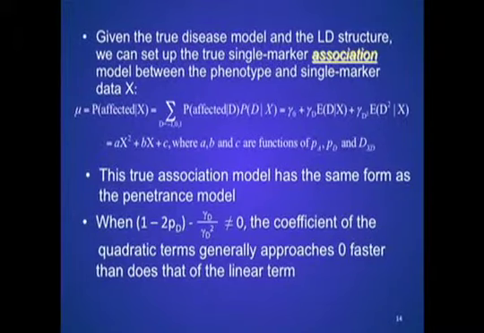All right? And this is a remarkable thing. When this is not equal to 0, which is most of the time, the coefficient of the quadratic terms generally approaches 0 faster than does that of the linear term. What this means in practice is that unless your markers are very dense and highly correlated, fitting a linear model, which everybody's been doing, isn't a bad idea.